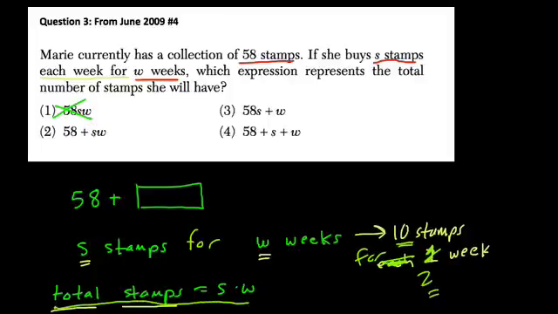Well, we know how many stamps she's buying, which is S times W, and we know how many she started out with. So it's just adding them, 58 plus S times W. Okay, it's there. I think our choice there is number 2.